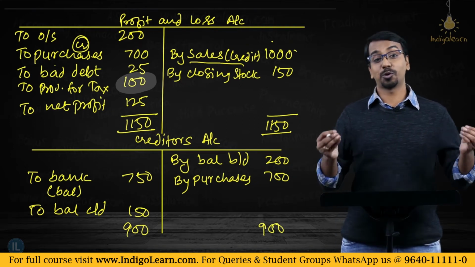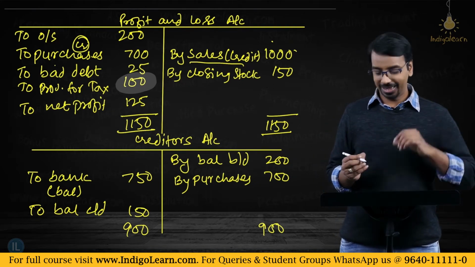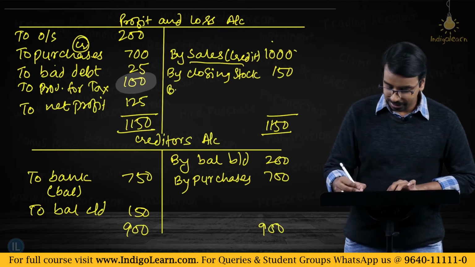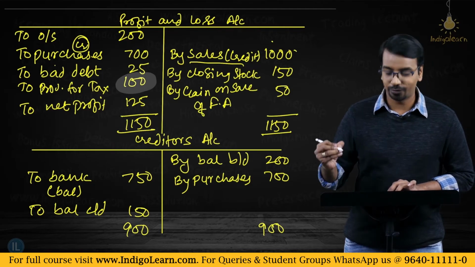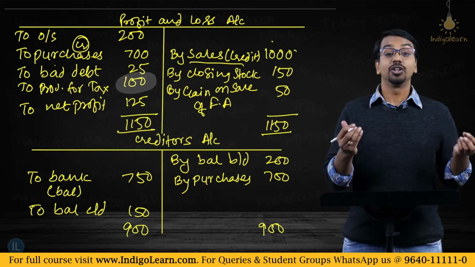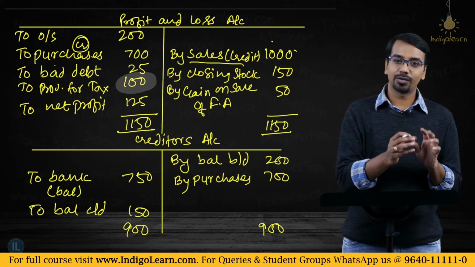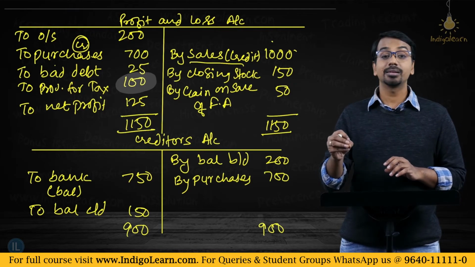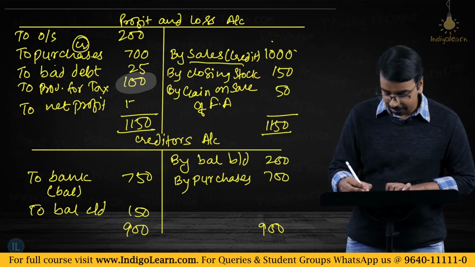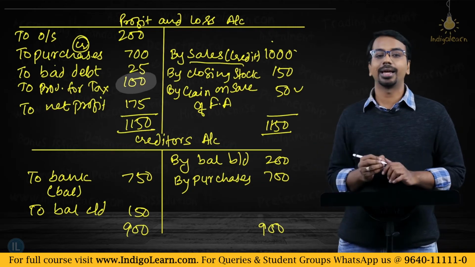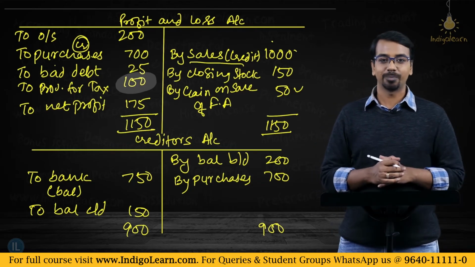Now let us add some more complexities. Let us say there is another income. Let's say you have gain on sale of fixed assets 50. You sold some fixed asset. You got a gain on sale of fixed asset. How much is that? That is 50. Now what happens to your profit? Profit from 125 now increases to 175 because you have added an item of 50 on the credit side, right?